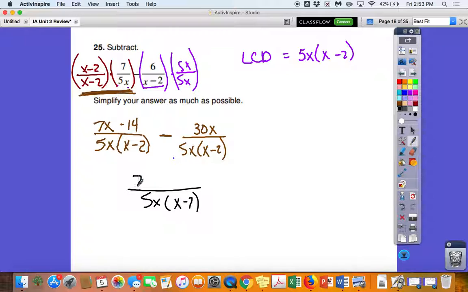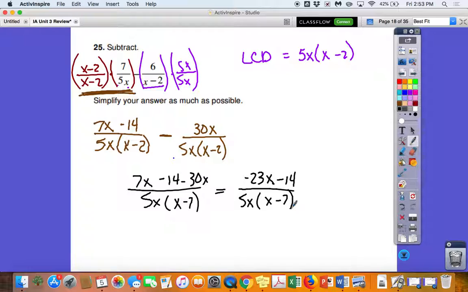Okay, since it's subtraction, it's just 7x minus 14 minus 30x. Put your like terms together. We didn't have to do anything like distributing because this is just a monomial. That's going to be, let's see here, negative 23x minus 14. And then we got 5x, and that's going to be x minus 7.